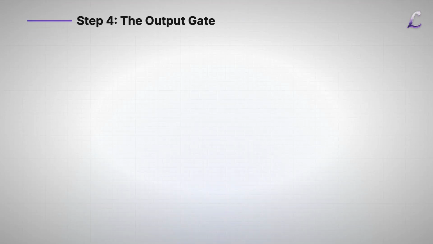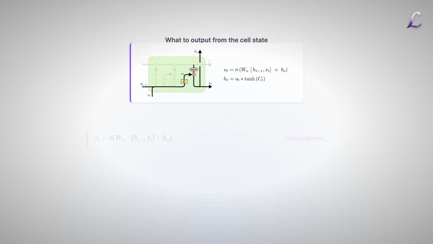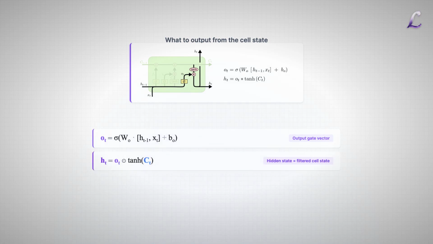Finally, the output gate determines what the LSTM actually exposes to the outside world. Not everything stored in the cell state needs to be outputted every time step. The output gate vector O_t is computed the same way as the other gates, sigmoid of a learned transform of H_{t-1} concatenated with X_t. The hidden state, which is the actual output, is then computed as O_t times tanh of C_t. The tanh squashes the cell state values to -1 to 1, and the output gate selectively reveals dimensions.